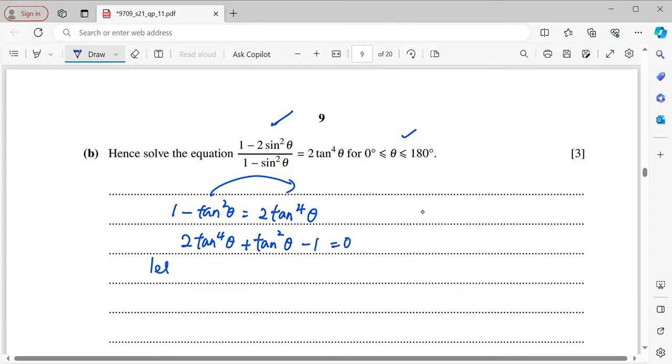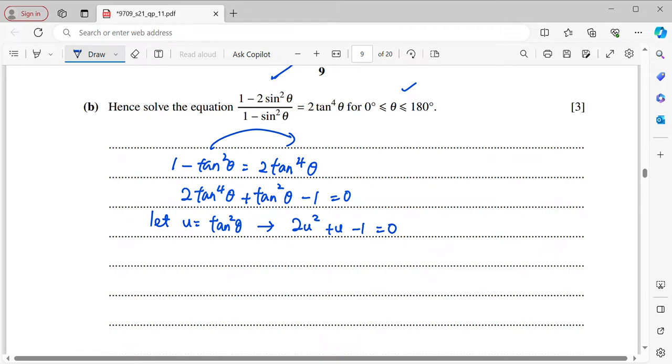And now I let u equals tangent squared theta. Then I will be getting 2u squared plus u minus 1 equals 0. So this is a quadratic equation. Now, this quadratic equation can be factorized into 2 linear factors, which are (2u minus 1) times (u plus 1) equals 0. So from here, 2u minus 1 equals 0, which means u is half, or u plus 1 equals 0, then u is negative 1. Okay, done. Then don't forget, u is tangent squared theta.